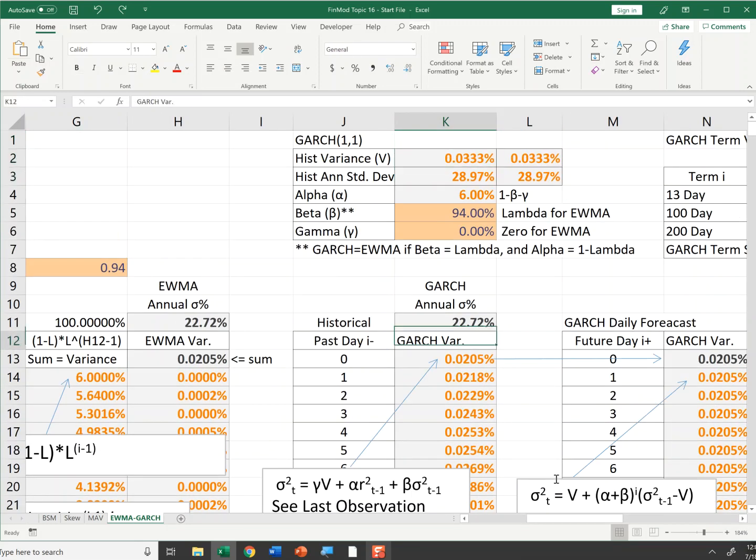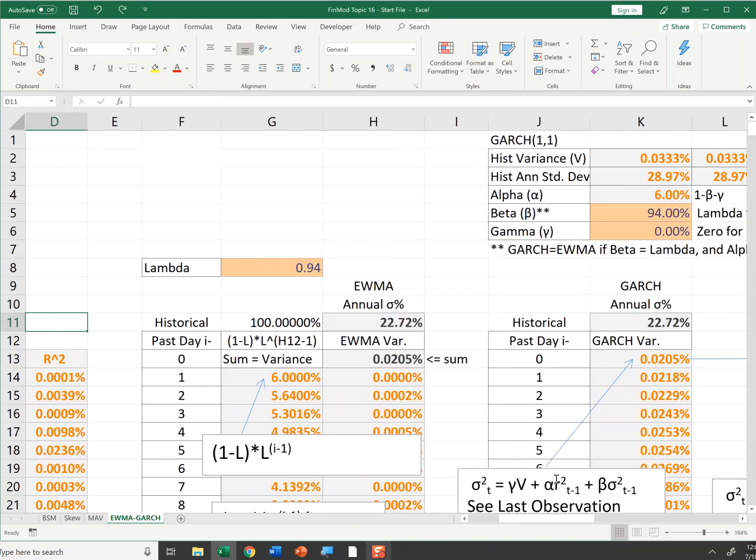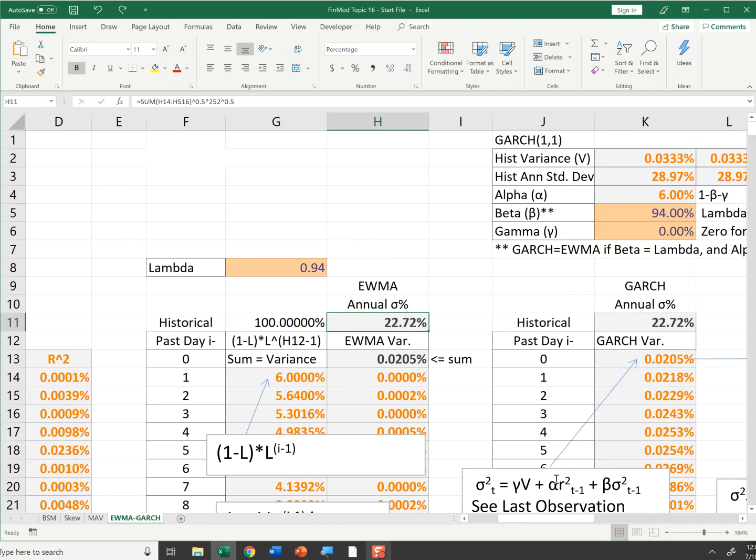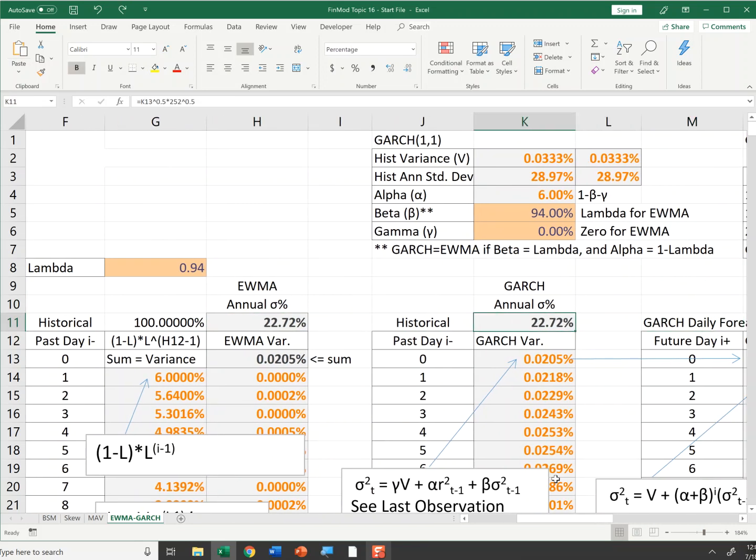Notice I get my GARCH estimate of 0.025. That is my forecast for the current day's volatility variance. I then take the square root of that number and multiply times the square root of 252. And notice how GARCH gives me the same value as EWMA, because GARCH is the EWMA model when the weight applied to long-term variance is 0. Your beta is equal to lambda, and your alpha is 1 minus lambda. So this is actually another way of writing the EWMA model.